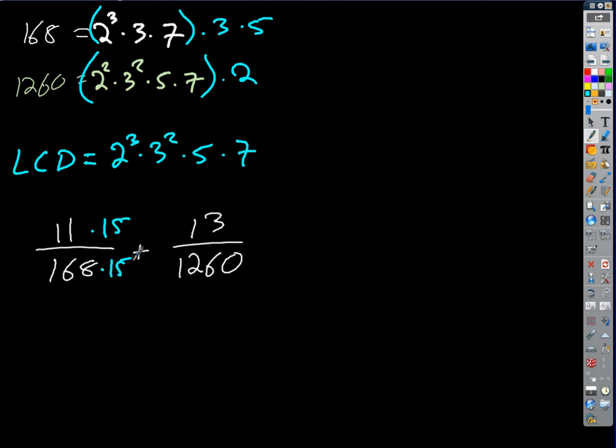And the 13 over 1260, I only have to multiply by 2 over 2. Okay, but if I do all that stuff, look what happens. My common denominator is what? If I multiply all that out, what's it going to be? Yeah, I can just double that, right? So 2520.